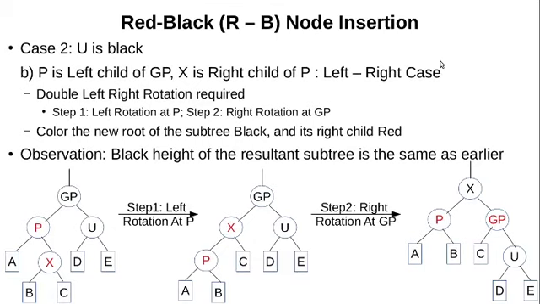Let's now discuss the left-right case of red violation. Here P is left child of GP and X is right child of P. We require a double left-right rotation at GP. As noted earlier, the uncle node U is black. The double left-right rotation is a two-step process. Step 1 is the left rotation at P and step 2 is the right rotation at GP.